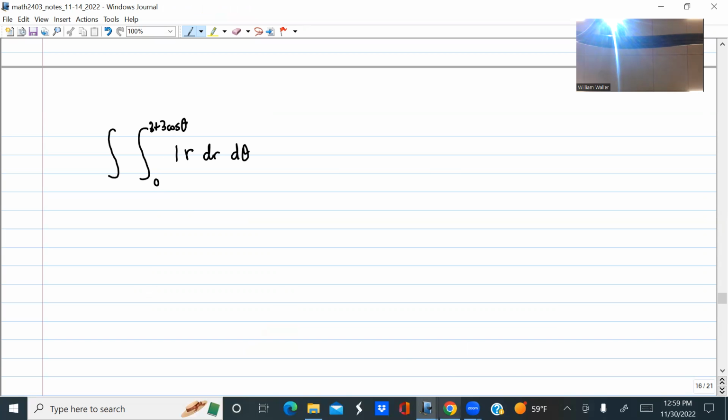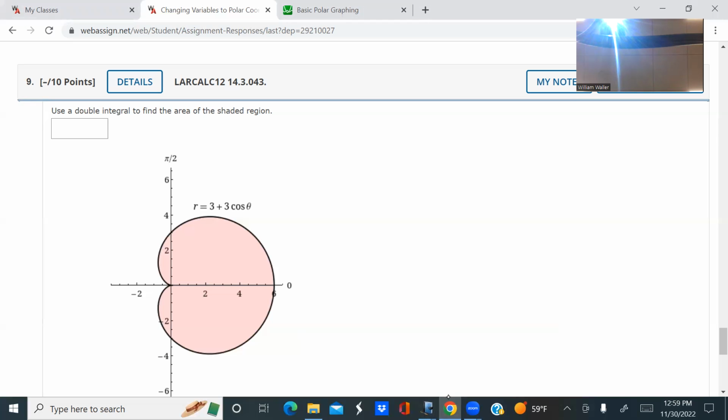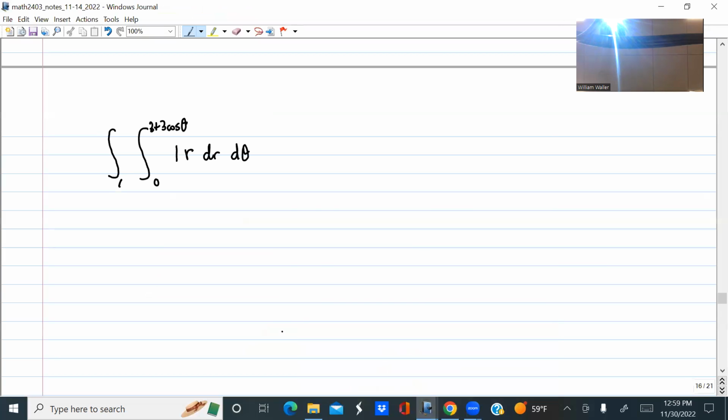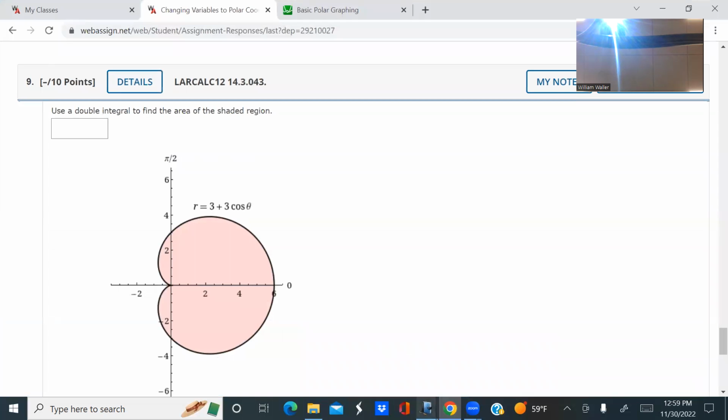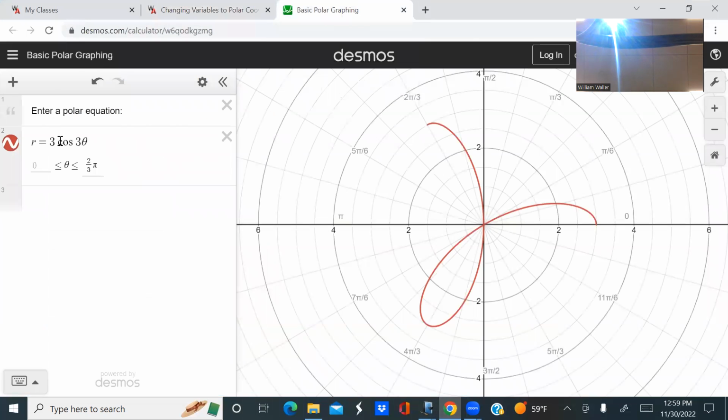Now, here's that darn question again. What does theta have to be? What range do we want on theta to describe that entire curve? A good guess would be 0 to 2 pi, but we better test that, because we don't want too large an upper bound. If we do, we get a little bit too big an area. So let's test that in our polar graphing.